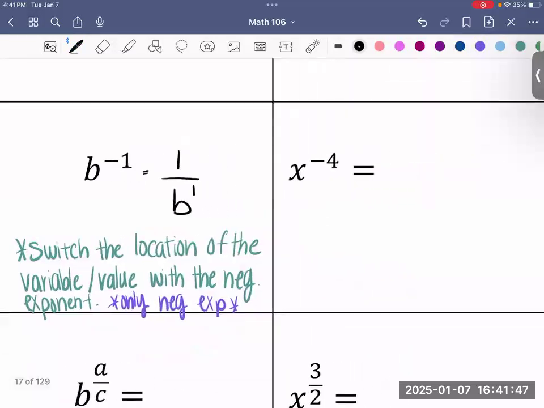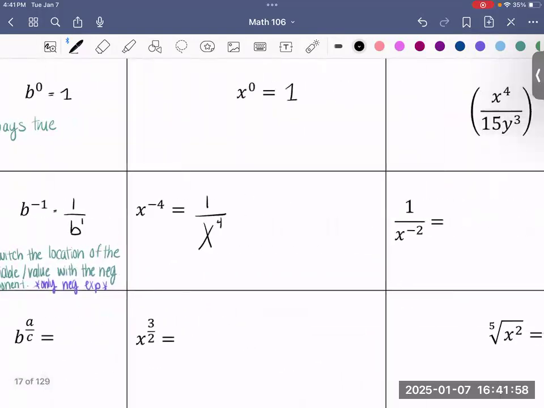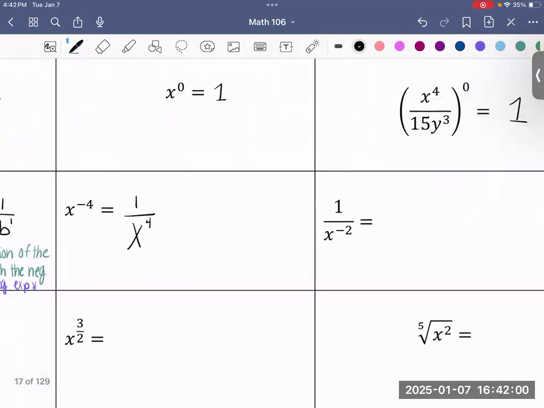So if we have x to the -4, notice that it's located in the numerator, which means that we get to change its position and then make it positive. See if you can try out example 2. Well, you'll notice that in example 2 it's in the denominator, which means we can bring it up into the numerator. Again, make it positive.